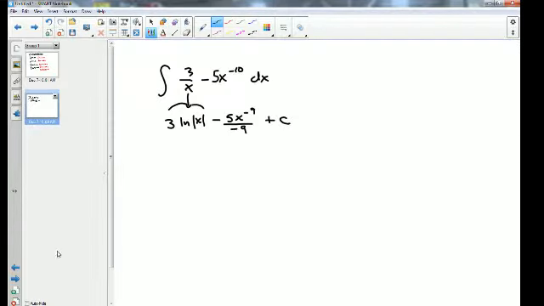Okay. Do you understand that? Can you do that problem even if you switch it to 3x to the negative 1? Well, it's the same result. It's just easier to see. Okay, so there you go. What about this one?